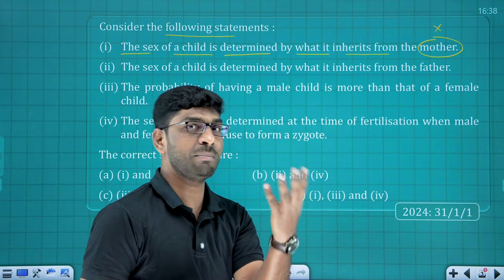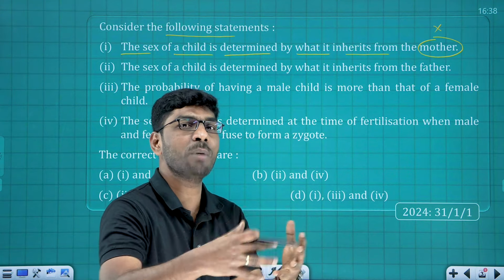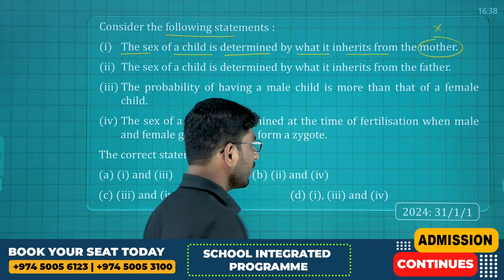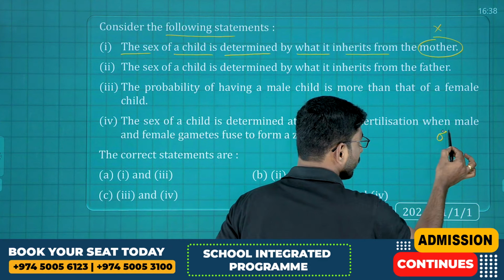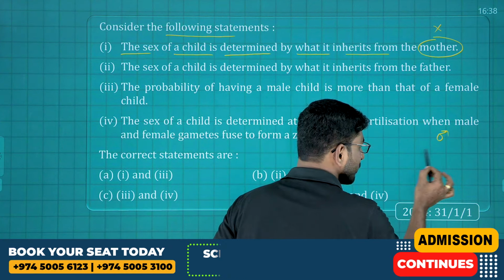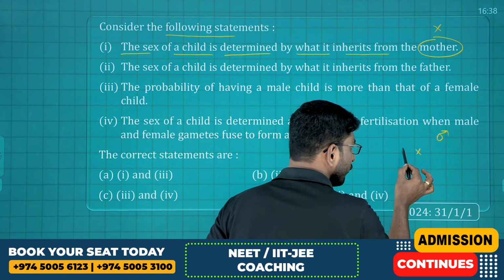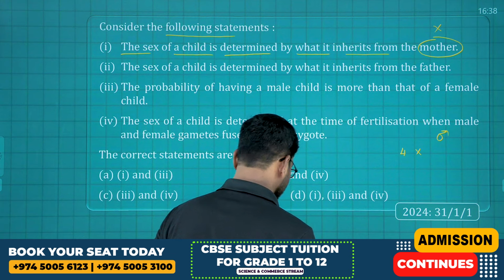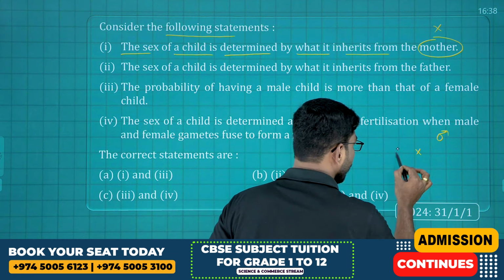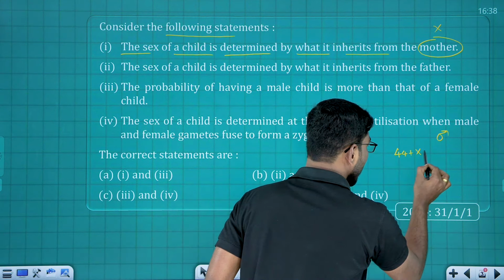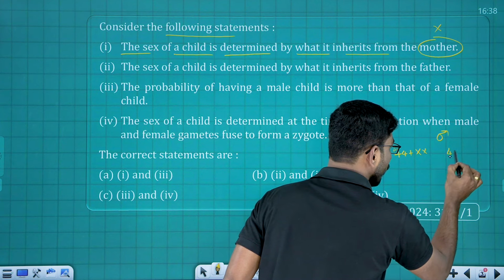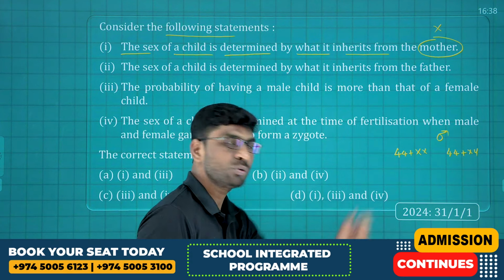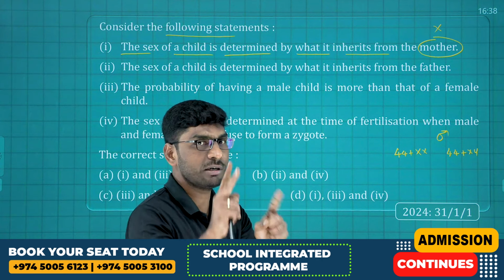We know during the spermatogenesis process, that means the sperm formation process, males will produce 2 types of sperms, right? Look here, in the case of male, 2 types of sperm are produced. One sperm has the X chromosome. 44 plus XX is the karyotype of female, 44 plus XY is male. Yes or no? Now here the 2 sex chromosomes are the X chromosome and the Y chromosome.